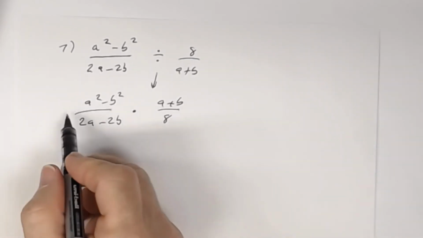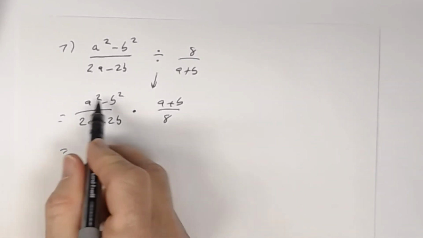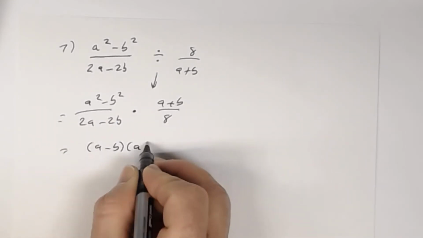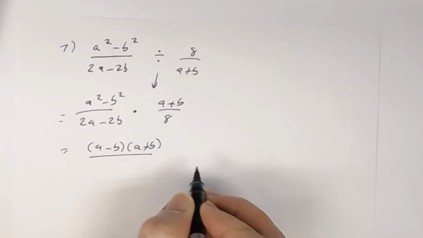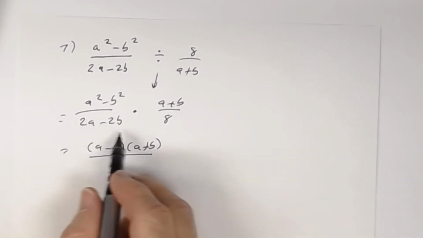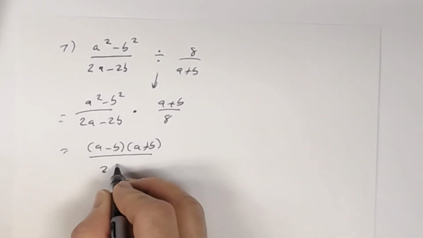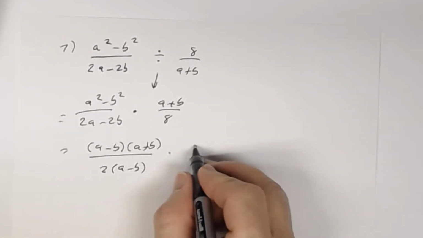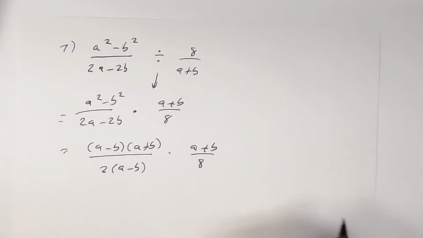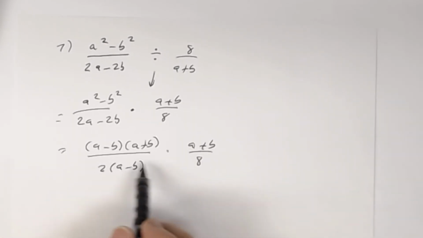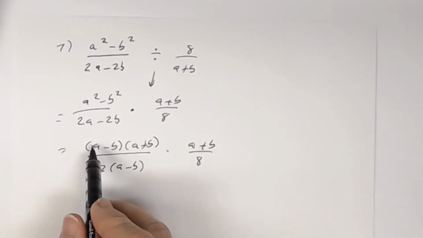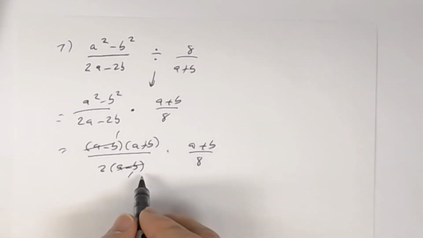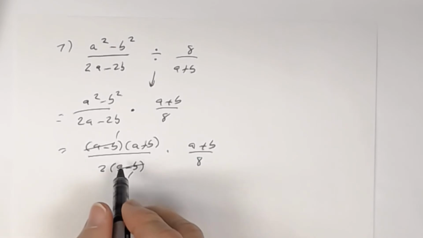Now let's go ahead and factor. The numerator here is the difference of 2 squares, so I get a minus b times a plus b. In the denominator, I can factor out a 2, so that's 2 times a minus b, times a plus b divided by 8. And again, it looks like the only thing I can reduce is the a minus b's. Make sure you show how they're reduced. You need to show it so you don't lose any points.